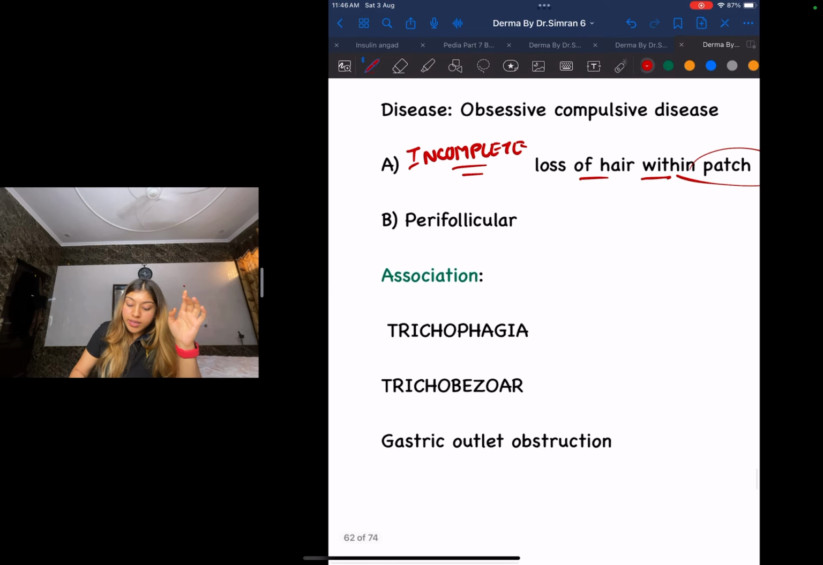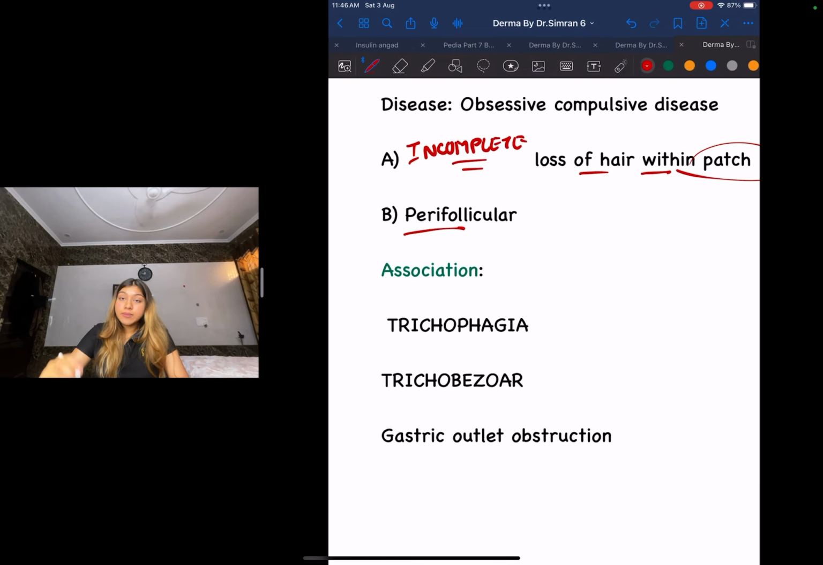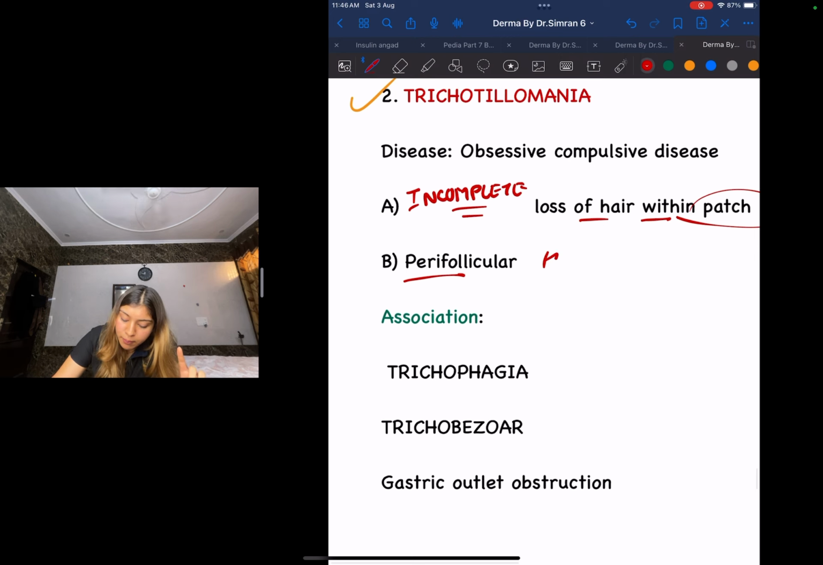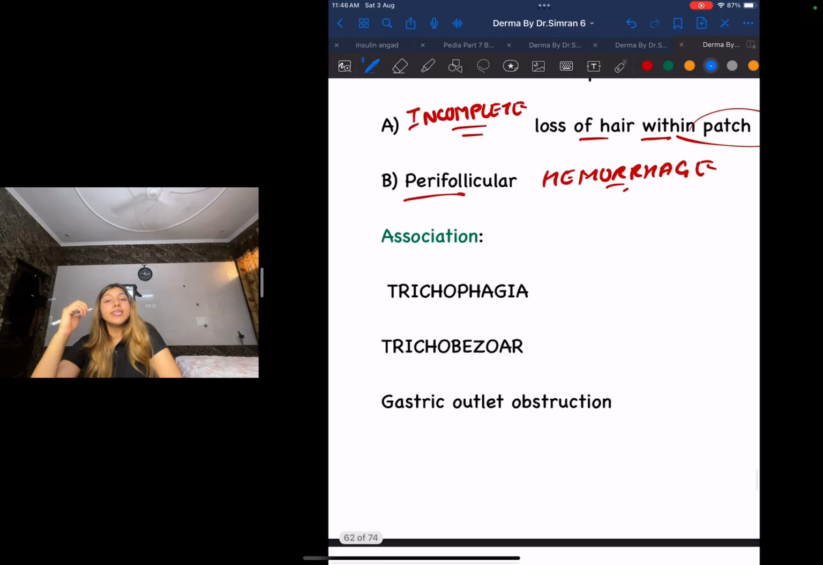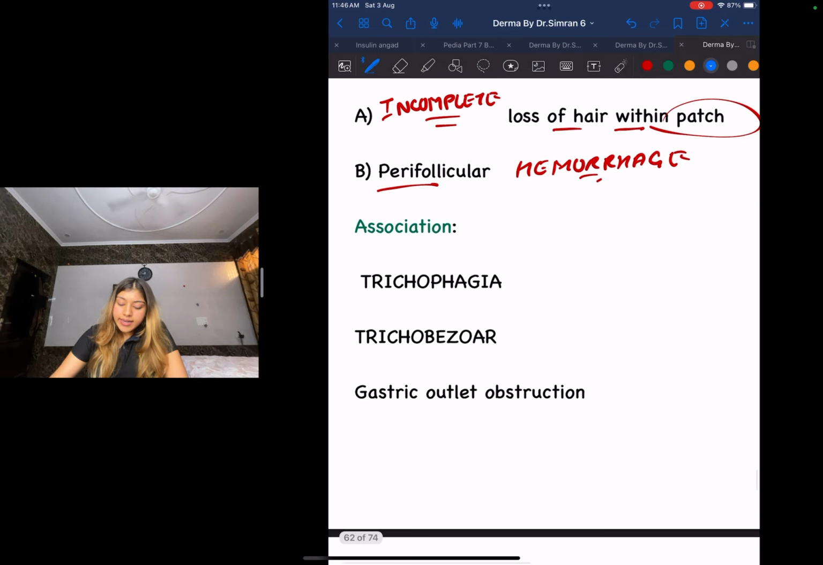Next, one more important point is that these patients will have perifollicular hemorrhage. Next, what you need to know, very important, are the associations. So guys, these patients who have trichotillomania will sit and keep plucking their hair. Incomplete loss of hair will be there. Next, they'll pluck the hair, and if they eat it, that is called trichophagia. Phagia means to eat. So hair eating is trichophagia.